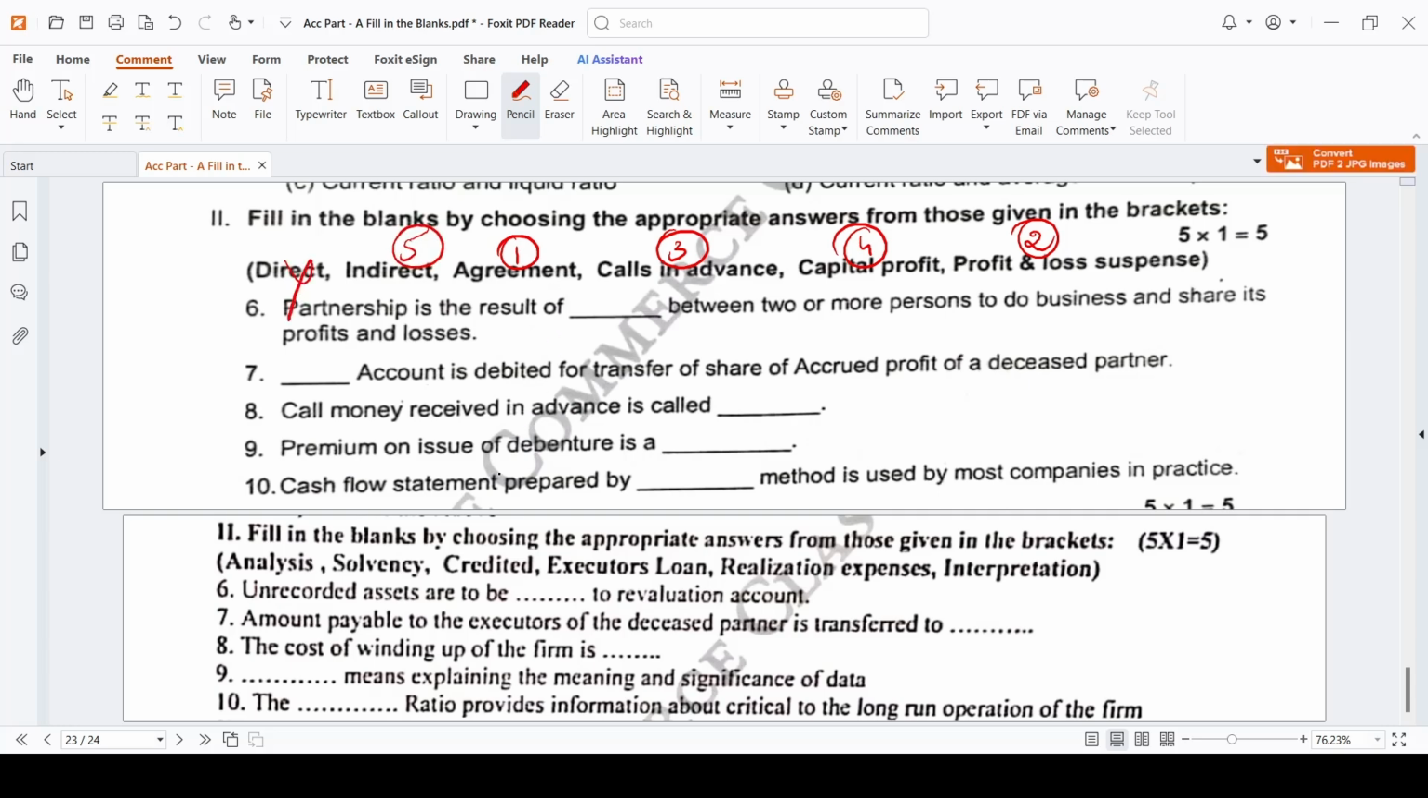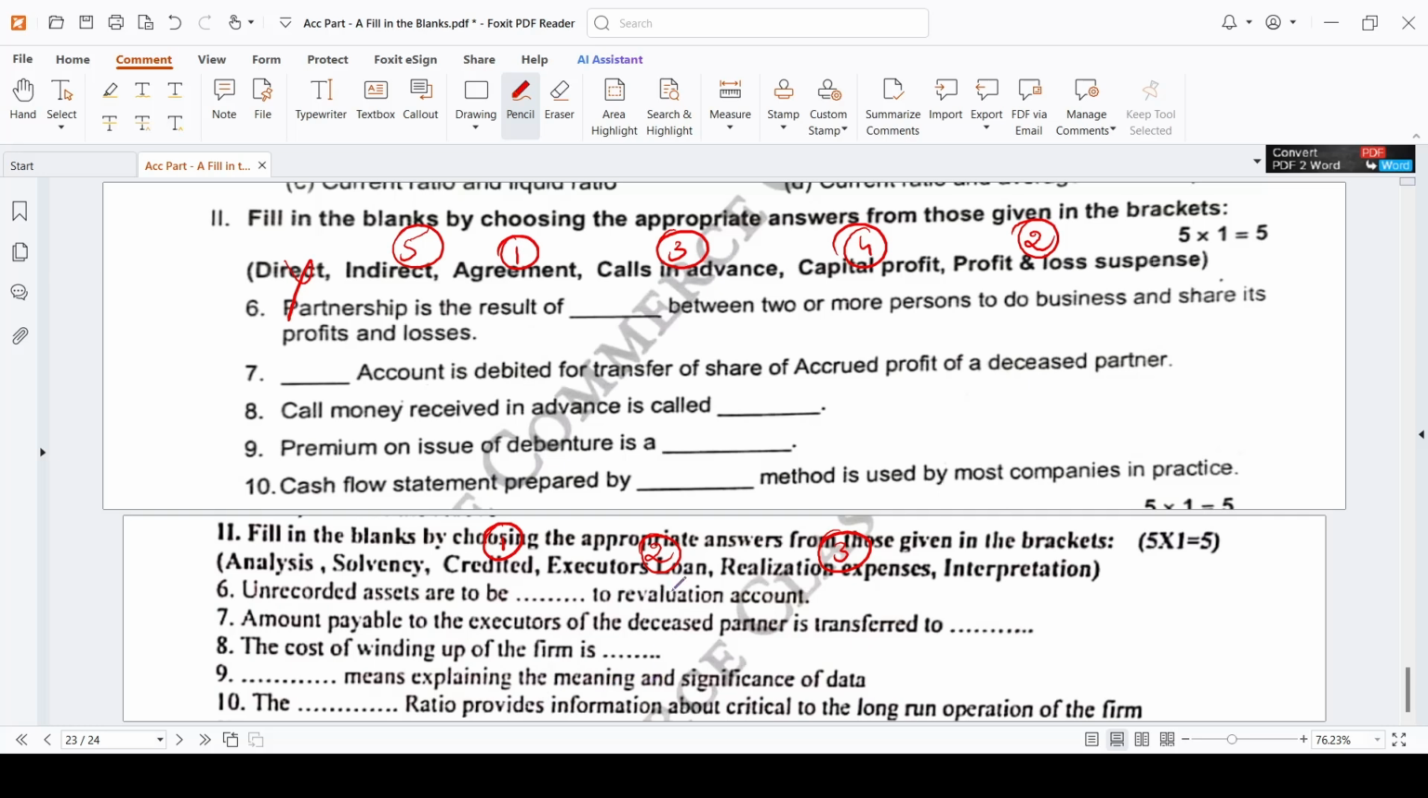Next, unrecorded assets are to be credited to revaluation account. Amount payable to the executors of the deceased partner is transferred to executor's loan account. The cost of winding up of the firm is realization expenses. Cost is nothing but the expenses incurred for closing down your business: realization expenses or dissolution expenses.